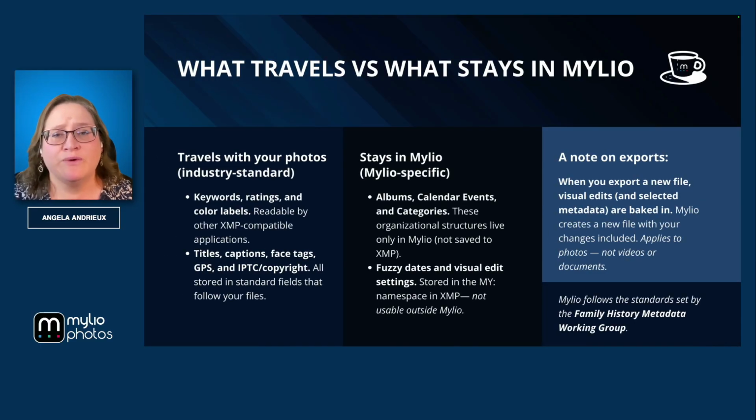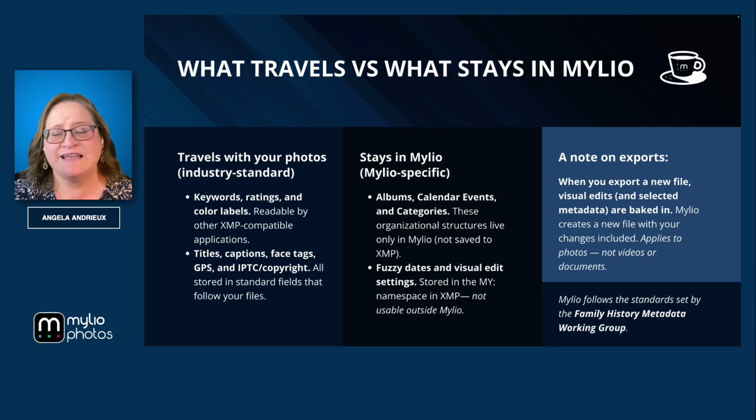So what travels with your pictures and what stays in Mylio? Those industry standard fields that we talked about can be read by a wide variety of different applications. So your keywords, ratings, color labels, titles, captions, face tags, GPS, copyright information, those are all industry standard fields that can be read by a wide variety of applications. The ones that are unique to Mylio are things like fuzzy dates and visual edits. Additionally, albums, calendar events, and categories are organizational structure that live only in Mylio. They are not saved to XMP.